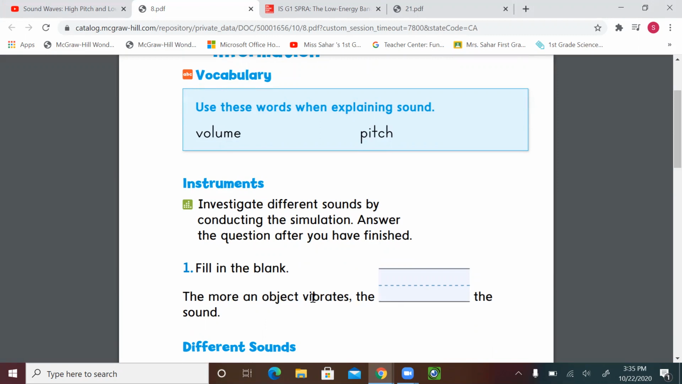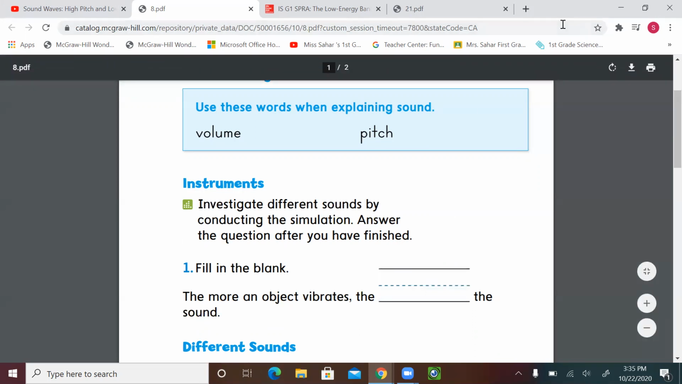The more an object vibrates, the blank the sound. What do you think? If you clap, or you play on the drums, or you play with the rubber bands and you hit it, the more you vibrate the object, you think the sound will be louder or lower? Very good. And that's what we said also last lesson when we talked about the tuning fork. The sound will be louder.